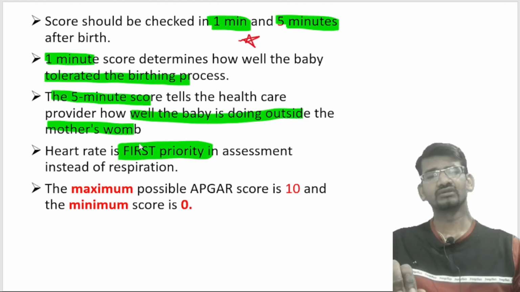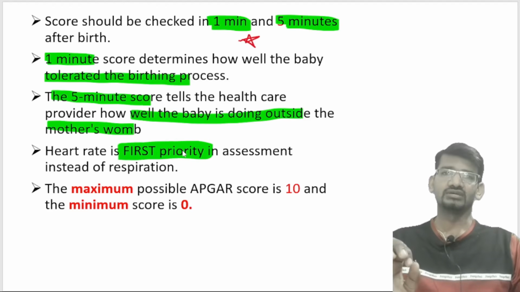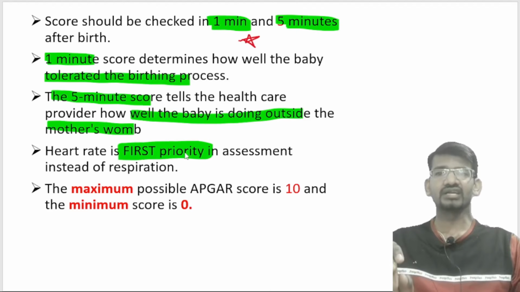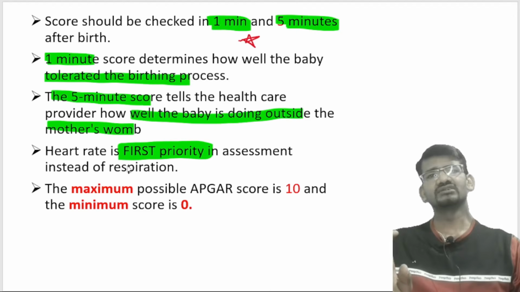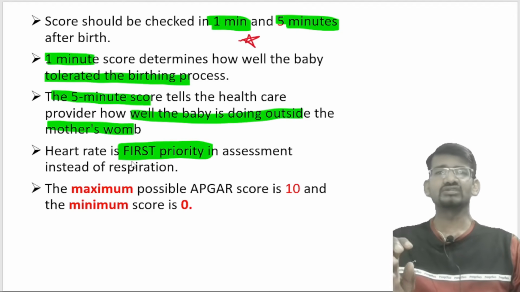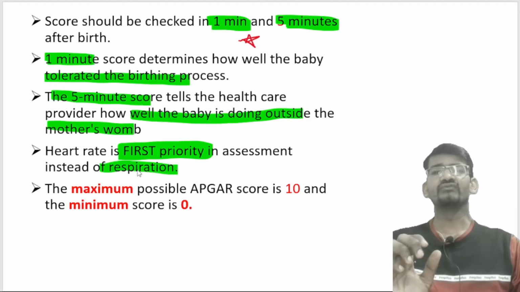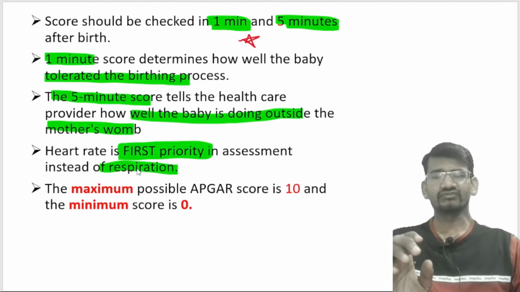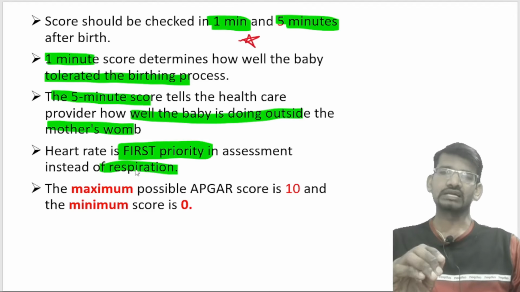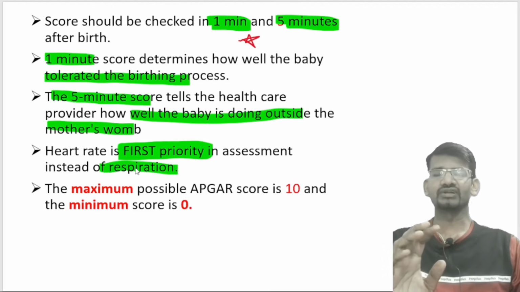I told you, always the first priority in the assessment of Apgar scoring, as soon as the baby comes out, is the heart rate. So based on the heart rate, not the respiration, based on the heart rate itself, we usually start resuscitation of a newborn. So if heart rate is less, then definitely we are going to start the resuscitation.